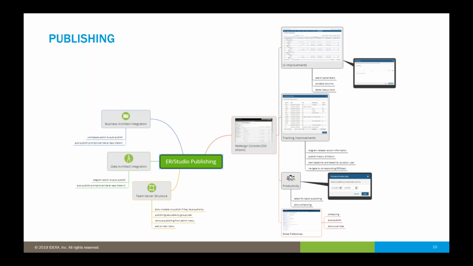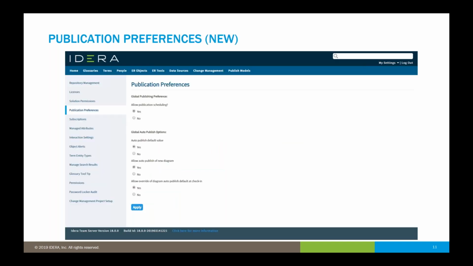That includes things like the actual diagram release version information, drill down to that history, and the start and end times for the publications as well. So it gives you a build-up of history of how long it's taking you to publish those specific diagrams as well. In terms of productivity improvements, again, I've talked about the fact that we can schedule, auto-publish, and allow overrides. And now all the publishing is also done by batch. So let's take a look at what that screen looks like.